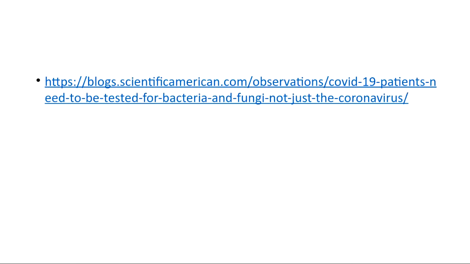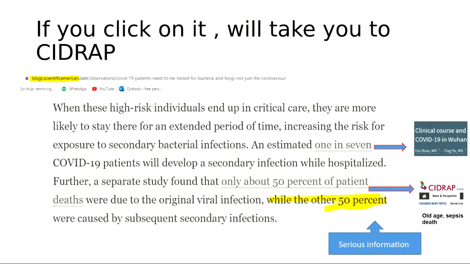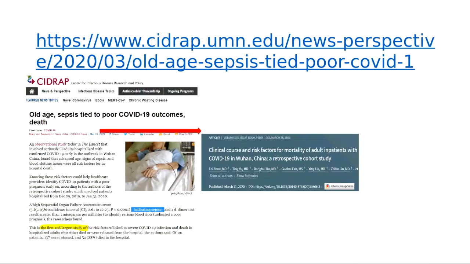And this is a Scientific American blog. They write that 50% have secondary infection. This is serious information. They're telling you viral pneumonia, coronavirus, 50% of them, and they give you a reference, but nobody reads the reference. I put the reference here, but if you read it, it doesn't say that.